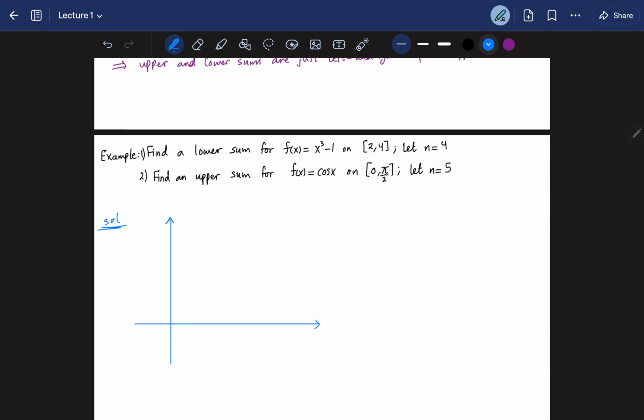Okay, so if you graph this function, it's going to look something like this. Taking it on the interval from 2 to 4, we only care about this part. So on 2 to 4, my function is increasing.